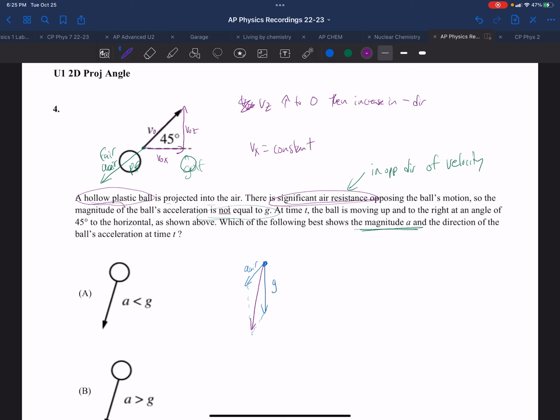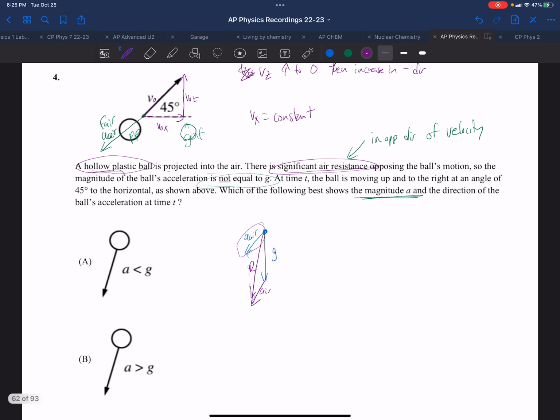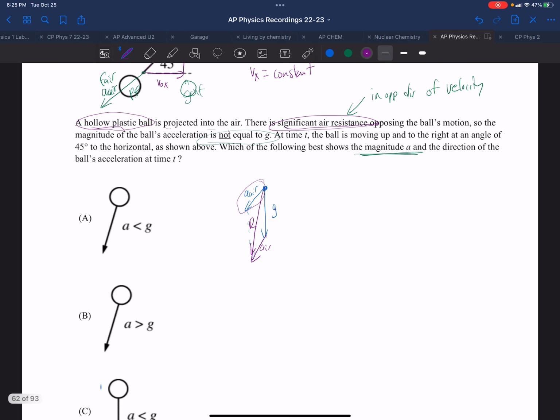Now, the two ways we could draw this are to turn it into a parallelogram, or we could transplant this air resistance and put it here. Gravity plus the air resistance would give us this overall resultant. And if you notice, this says the acceleration is less than gravity. That's going to be false. We can see that this resulting acceleration is bigger than gravity.